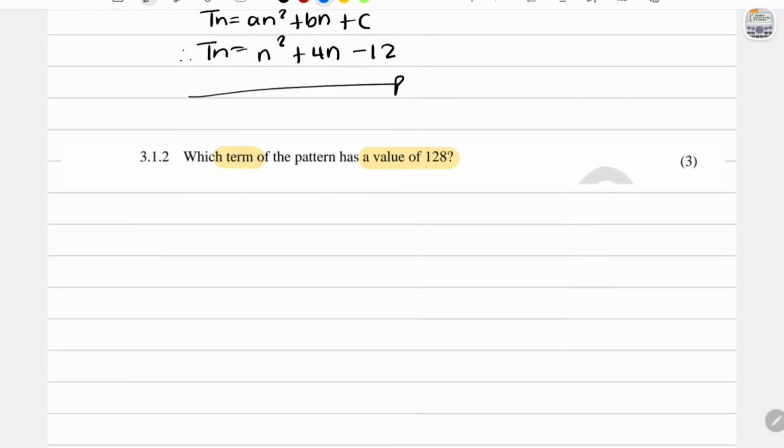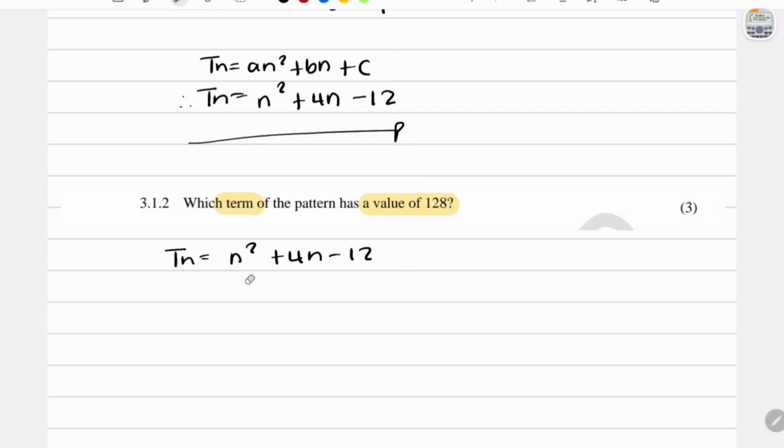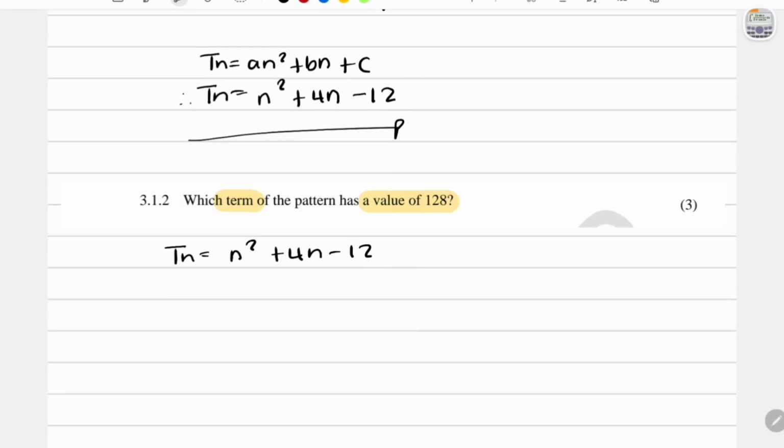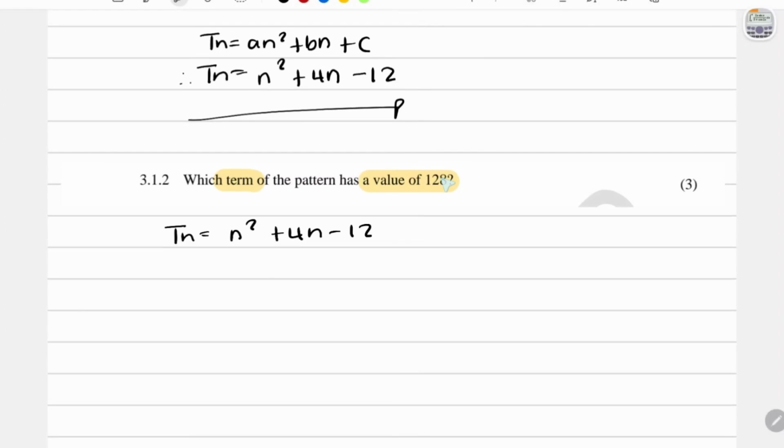Well, we're already hearing the language "which term," so it has to do with the Tn formula. So we already have our Tn formula. It's Tn is equal to n squared plus 4n minus 12. Okay, so now that we have our formula, what exactly are we supposed to do with this? Well, we're going to have to find out where 128 goes. Since it's a term value, what does it stand for?